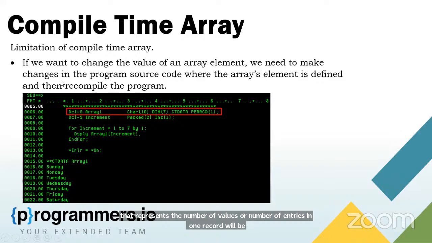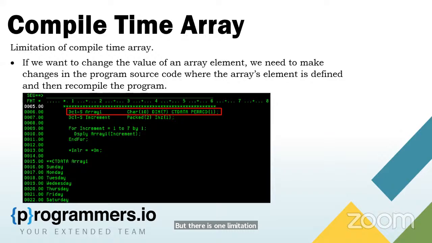But there is one limitation with a compile time array. Whenever we need to modify or change any array values, we need to recompile the program. Why? Because if you see the sample program, at the last statement, we have written asterisk CT data and the array name.